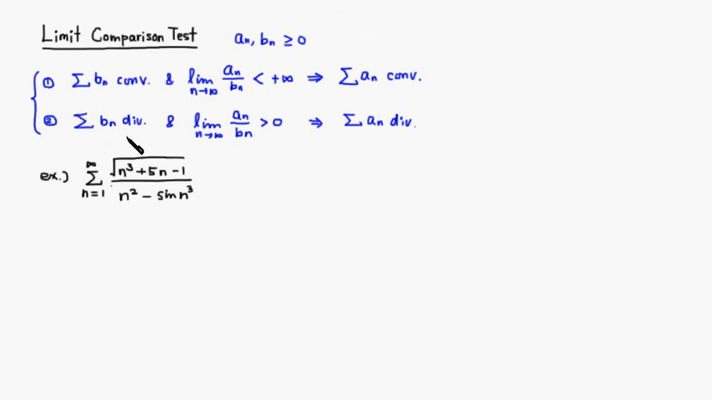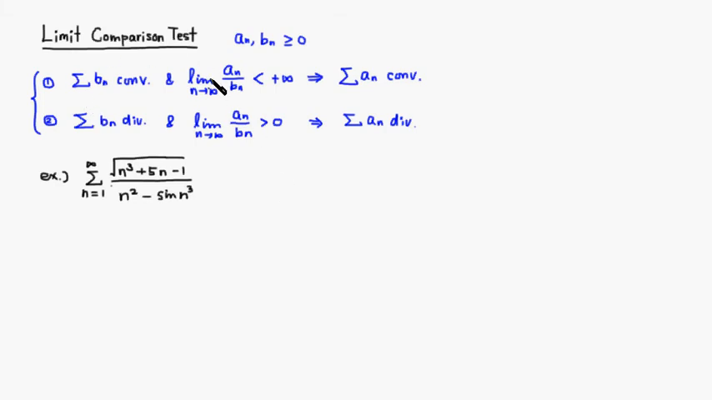And the second version is, let's say the summation with bn diverges, right? Then if the limit of the ratio between an and bn is greater than 0, then the summation with an also diverges, right? So an and bn diverge together.